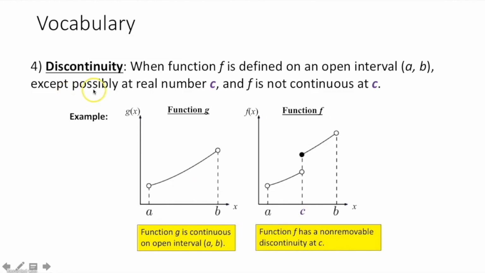Now, a discontinuity occurs when function f is defined on an open interval (a, b), except possibly at real number c, and f is not continuous at c. So any x value at which a function is not continuous, at that point there is a discontinuity. Here the function is continuous on the open interval (a, b). Here function f has a non-removable discontinuity at c. That means there's actually a jump discontinuity here. We'll talk about that in a second.